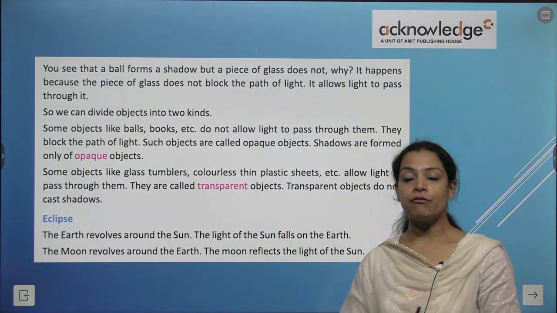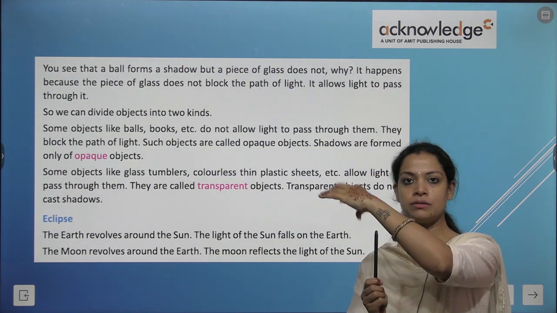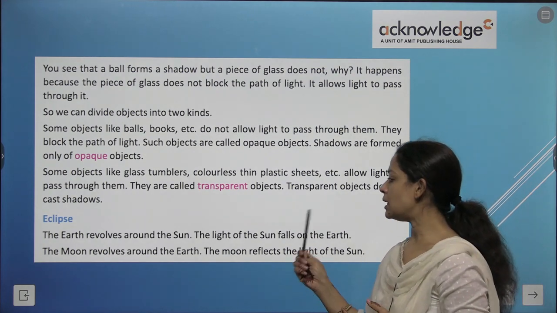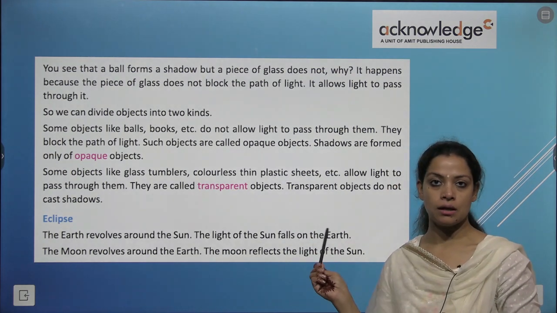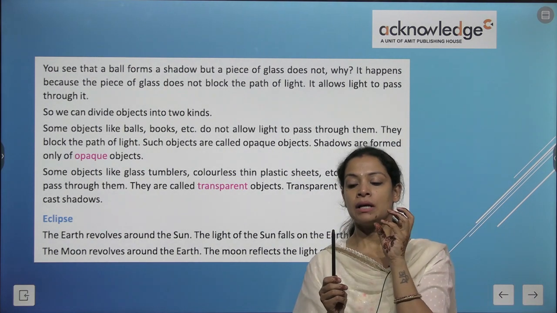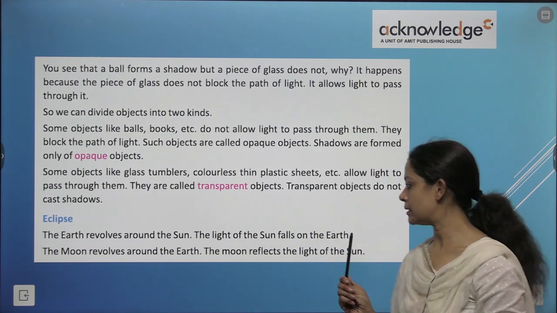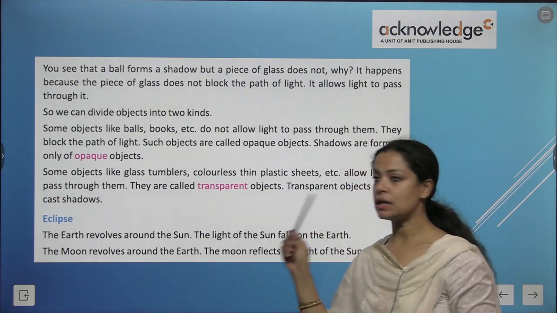The earth revolves around the sun. This is sun, this is earth. Earth revolves around the sun. Okay. Now the light of the sun falls on the earth. So जब earth sun के आसपास घूम रहा है, sun का जो light है वो earth पे focus करता है. Correct? Now the moon revolves around the earth.